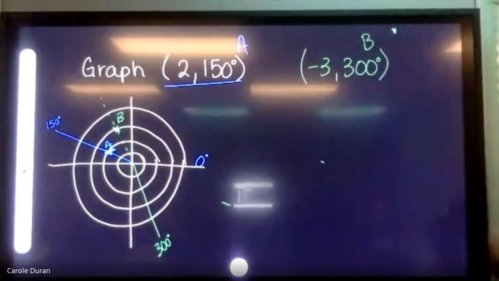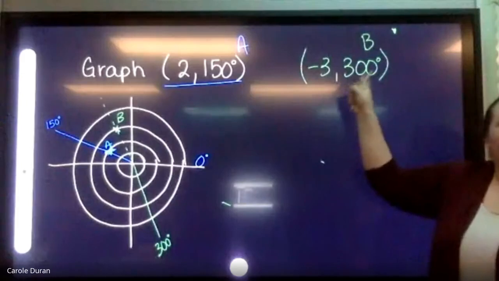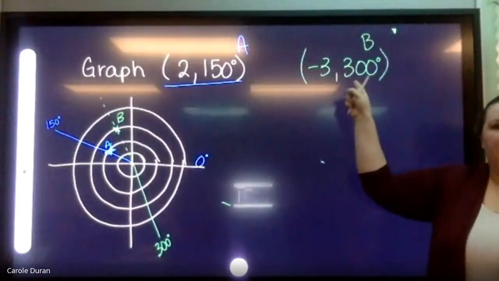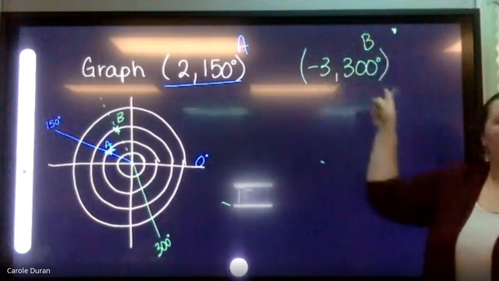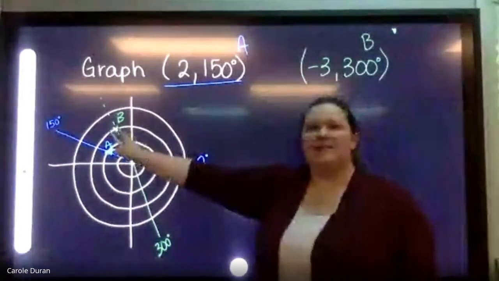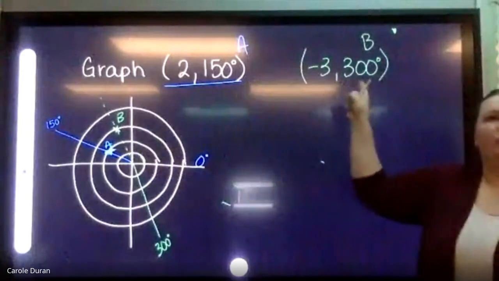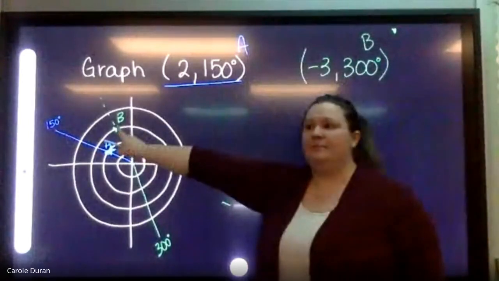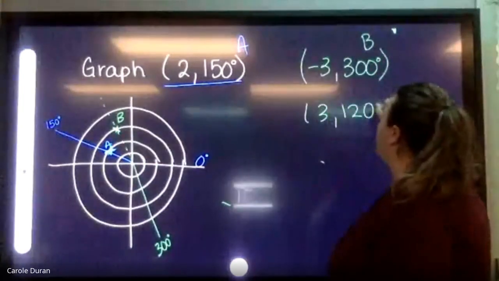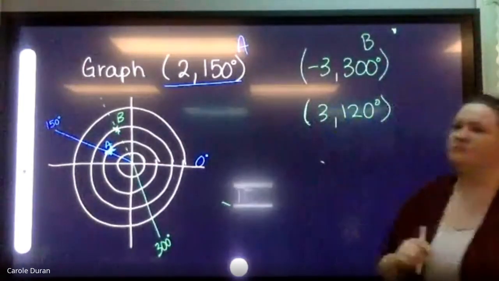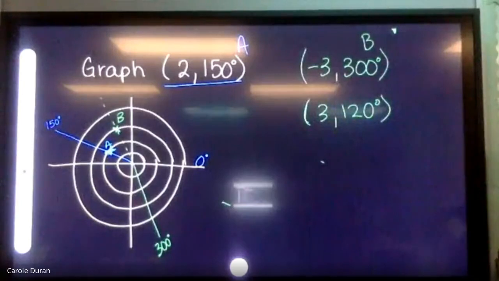Random question. I just put the point -3, 300 on my graph, right? Is there another polar coordinate that would have landed my point in the same place, or was -3, 300 the only way to get to this point? 3, 120. How did you come up with 3, 120, Gabe? It's 30 degrees away from 90, and 300 is 30 degrees from 270. It's the opposite side of the y-axis.